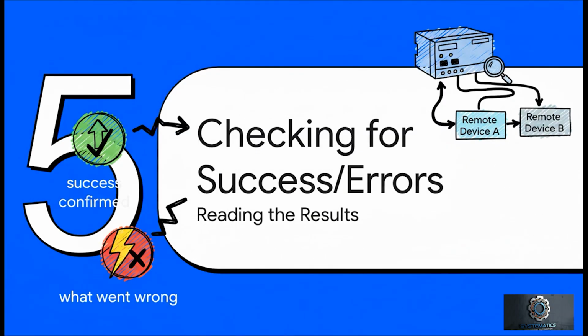Okay, so that was the happy path. Everything worked perfectly. But we all know that in the real world, on the plant floor, things don't always go so smoothly. So you need to know how to check if it worked, and more importantly, how to figure out what went wrong when it didn't.